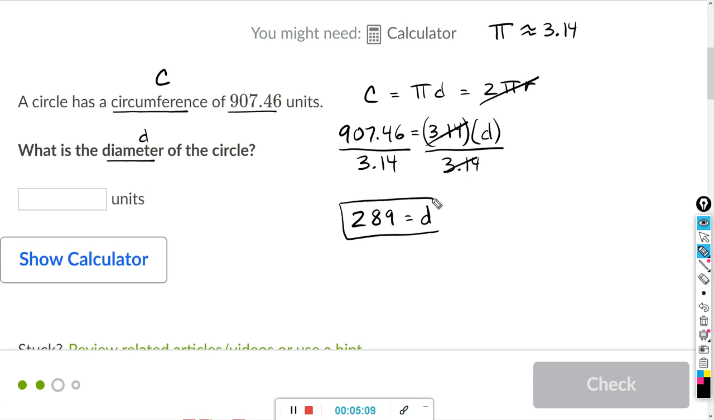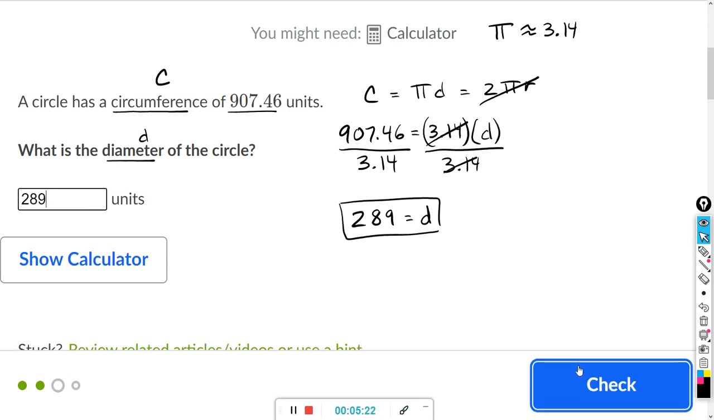So that's it. They didn't give us any units. They just said units. If it was feet, then the units would be feet. But they just said units, so I'm going to type 289.